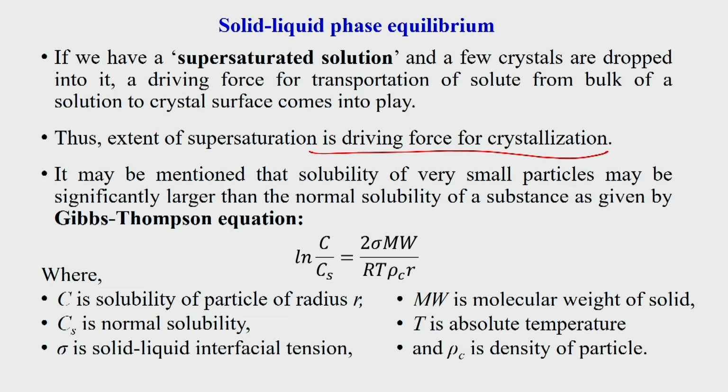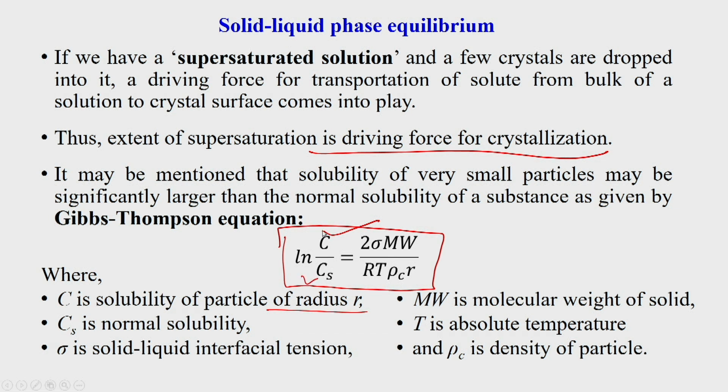It may be mentioned that the solubility of very small particles may be significantly larger than the normal solubility of the substance, given by the Gibbs-Thomson equation: ln(C/Cs) = 2σ Mw / (R T ρc r), where C is the solubility of a particle of radius r, and Cs is the normal solubility.